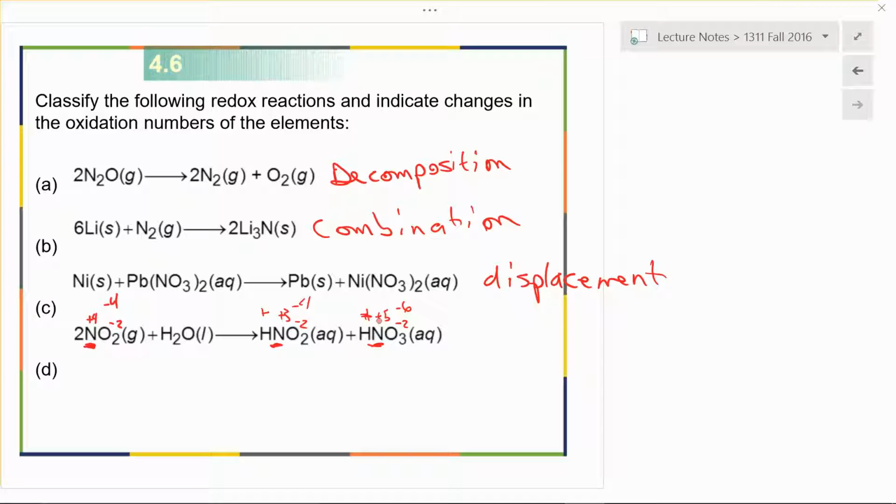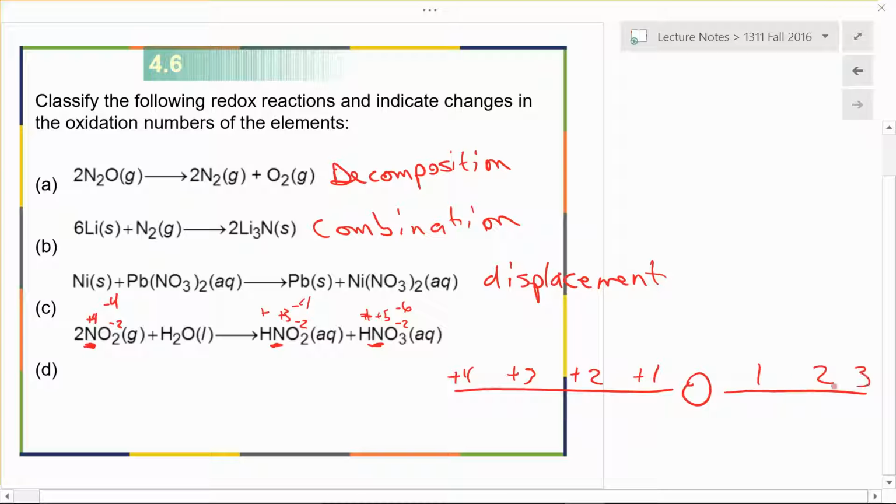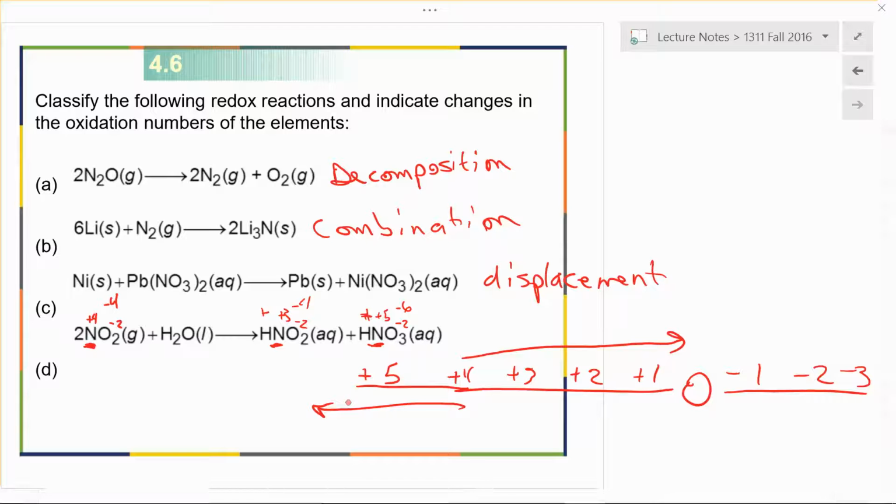Okay, so 0, plus 4, plus 3, plus 2, plus 1, then negative 1, 2, 3. Okay, so to gain electrons, I go this way, right? I'm becoming more and more negative. Plus 5. Okay, so this way I'm gaining electrons. If I go this way, I'm doing what? Losing electrons. So from plus 4 to plus 3, did I gain or lose? I gained electrons.